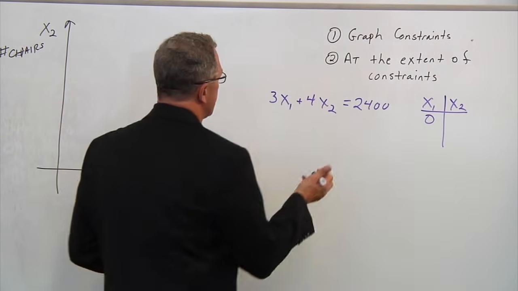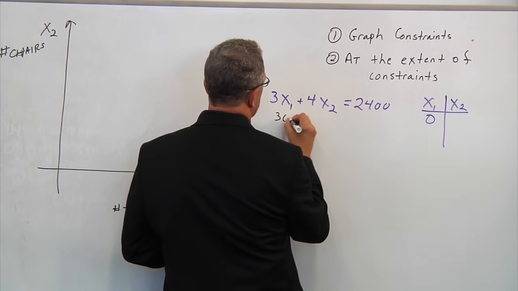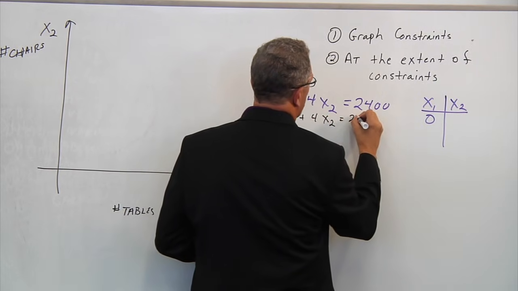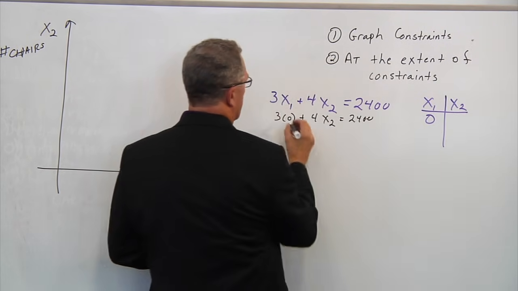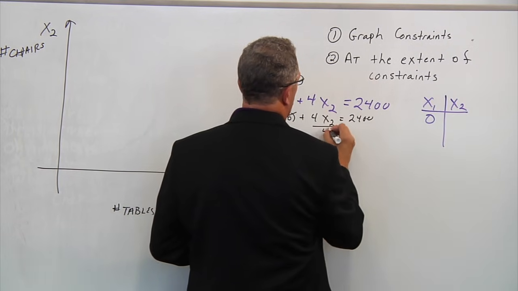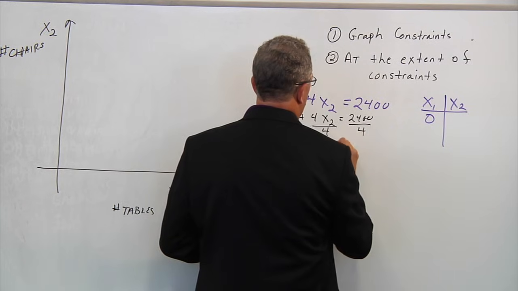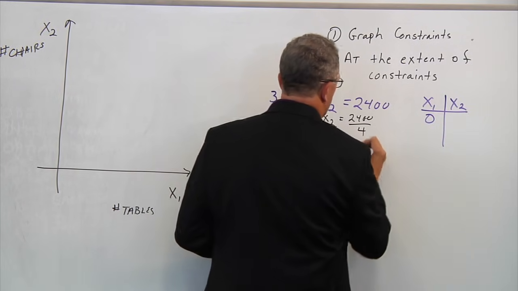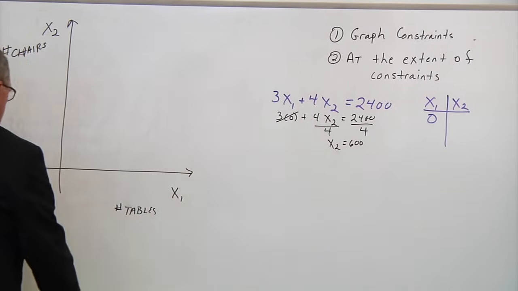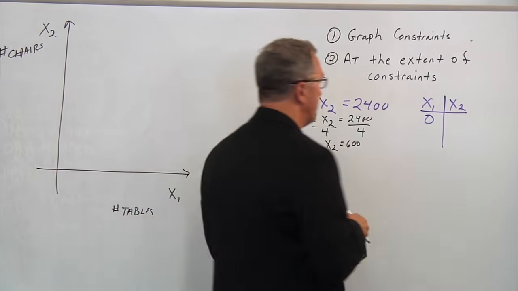Well, if x1 is 0, this would be 3 times 0 plus 4x2 equals 2,400. The 3 times 0 term goes out to 0. So 4x2 equals 2,400. Divide both sides by 4. x2 equals 600. If I make no tables, I can make 600 chairs. That is a point on the line.